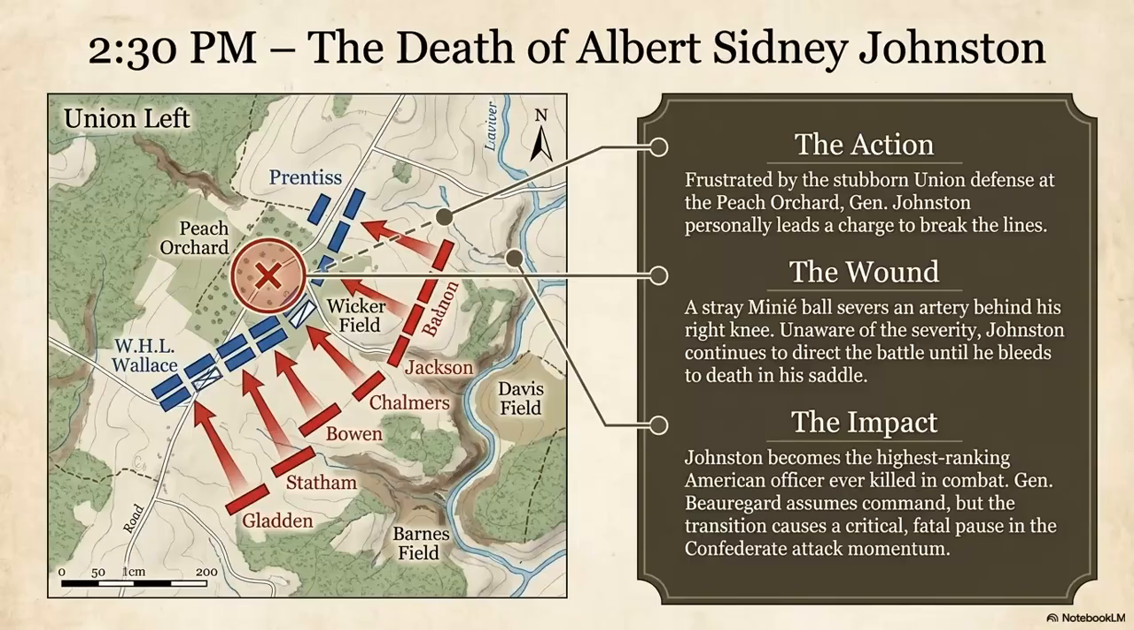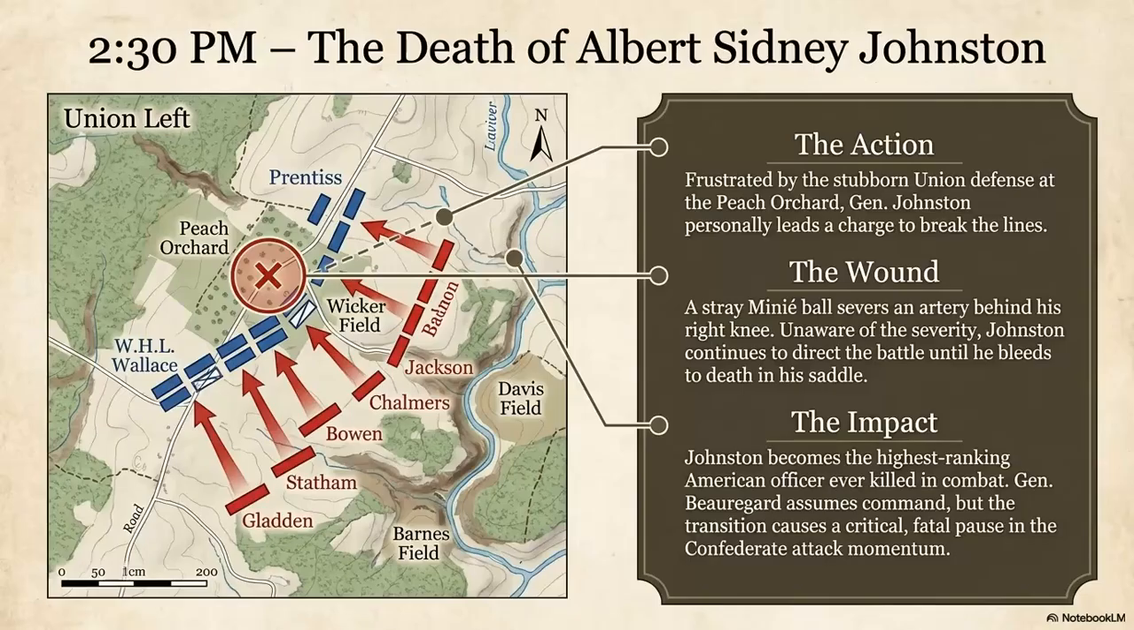At 2:30 p.m., a seismic shift occurs on the Union left, the death of Albert Sidney Johnston. Frustrated by the stubborn Union defense at the Peach Orchard, General Johnston personally leads a fierce charge to break the enemy lines. During the action, a stray Minié ball severs an artery behind his right knee. Unaware of the wound's severity, Johnston continues to direct the battle until he tragically bleeds to death in his saddle.